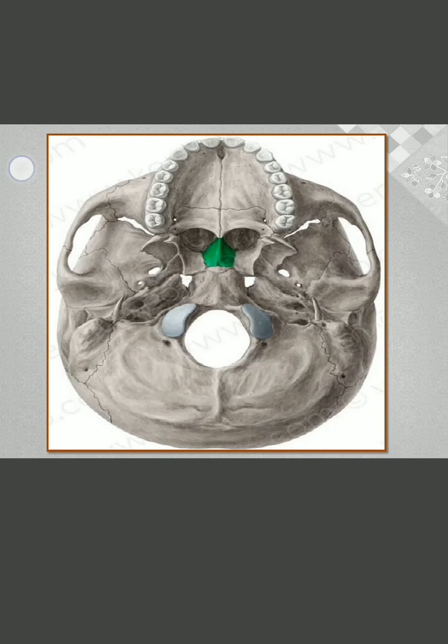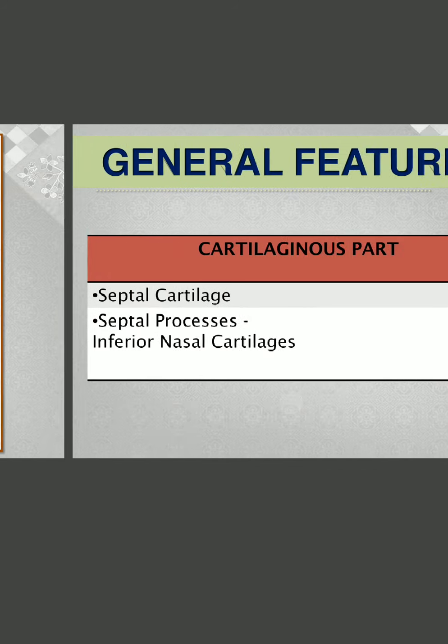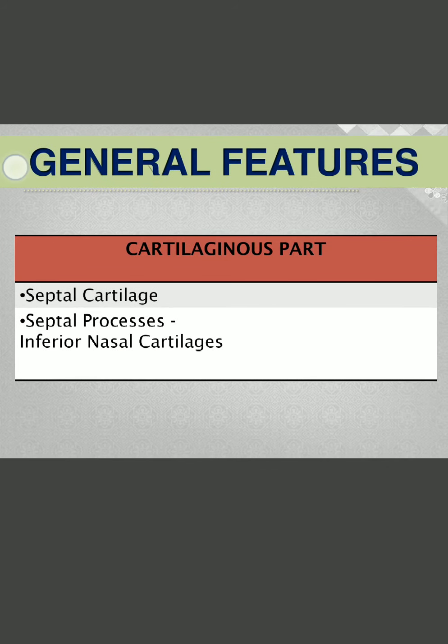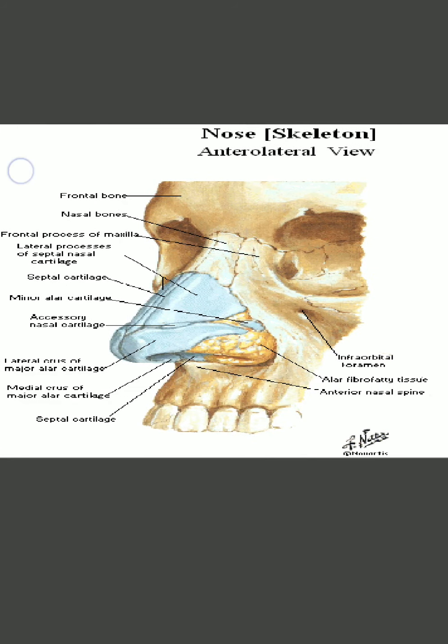From the norma basalis view, this is the vomer. This view of the skull is the norma basalis, and the bone visible here is the vomer. So the cartilaginous part is formed by the septal cartilage and septal processes of the inferior nasal cartilages. It's a diagrammatic presentation of the nose, that it is partly bony, partly cartilaginous.